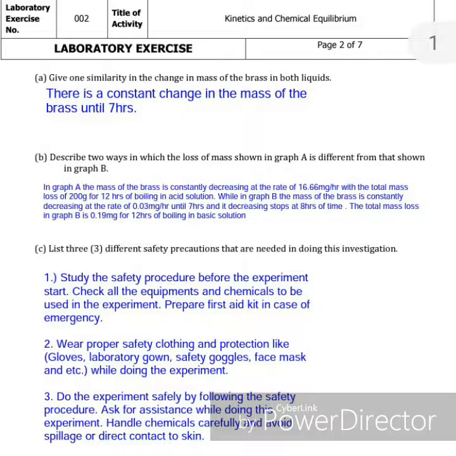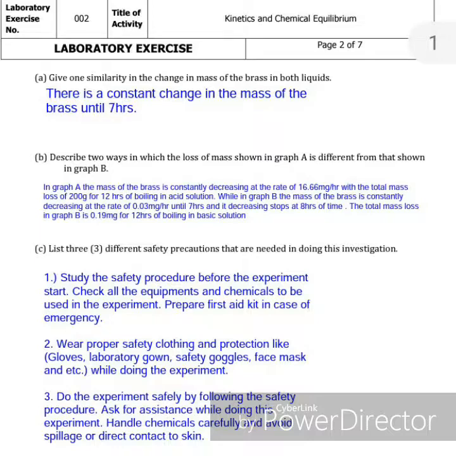Question number 2. Describe two ways in which the loss of mass shown in graph A is different from that shown in graph B. The answer is, in graph A, the mass of the brass is constantly decreasing at the rate of 16.66 mg per hour, with a total mass loss of 200 mg for 12 hours of brass boiling in acid solution.